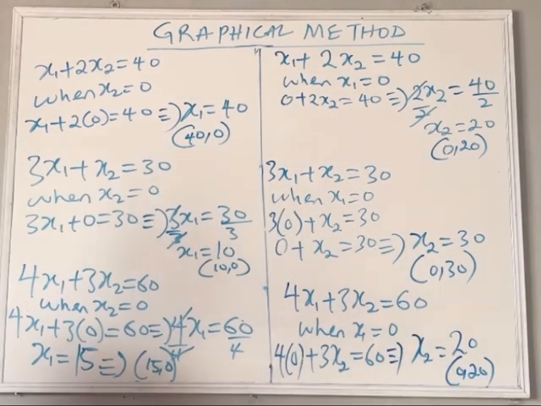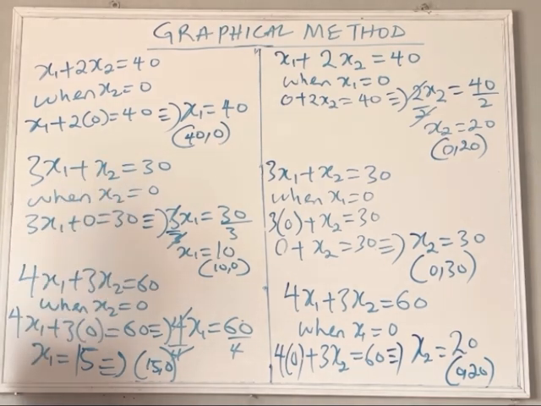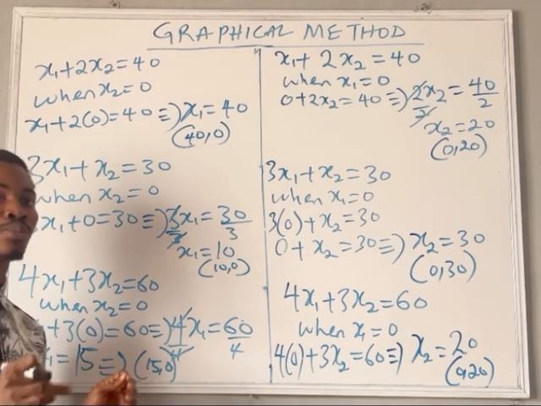So I will show you how to plot the graph for this linear programming problem. We have to plot the coordinates of the constraints on the graph, so that when we plot them, we are able to get our feasible region.